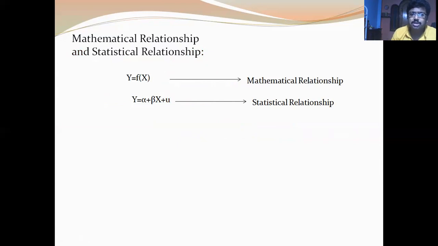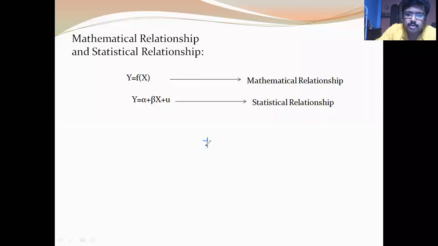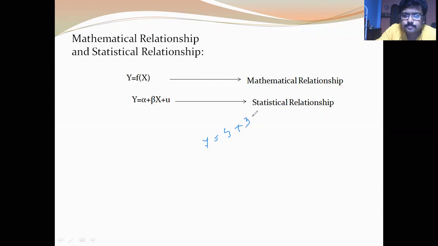Now, mathematical relationship and the statistical relationship. So, what is the mathematical relationship? Suppose y equal to 5 plus 2x. Y equal to 5 plus 2x. Look, suppose y equal to 5 plus 2x. This is 2.